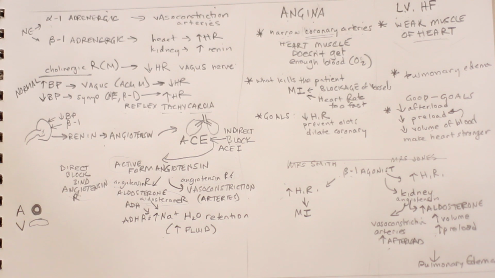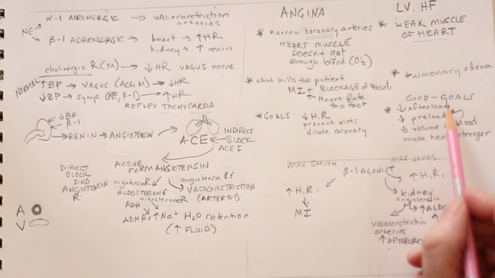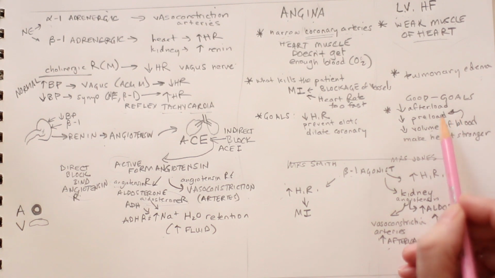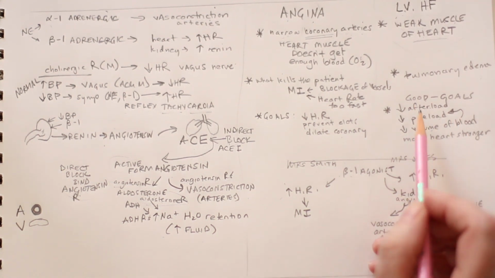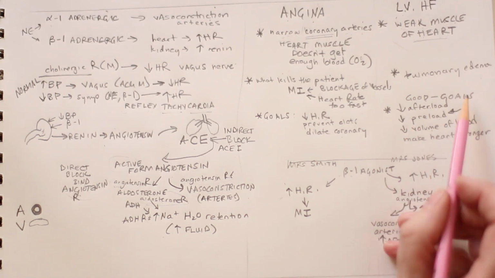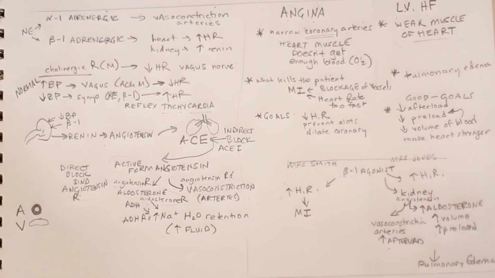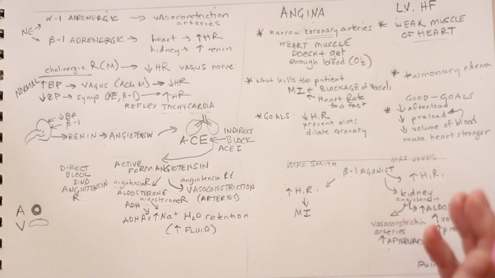Heart failure patient, we're only talking about left ventricular heart failure, so the problem is the heart's muscle is weak. What kills them is pulmonary edema, and so I have to try to decrease afterload, preload, and blood volume, which is part of preload, and make the heart stronger. If I don't do those things, if the opposite is happening, then that will kill the patient because they'll have pulmonary edema.